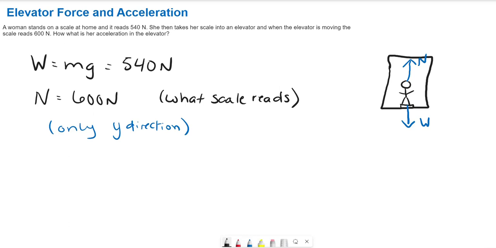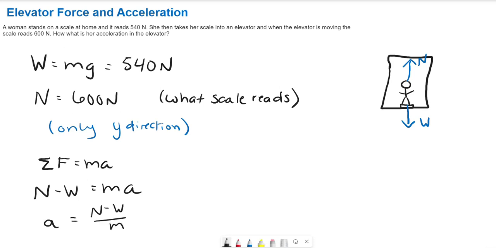Okay, so we're just going to use Newton's second law. And that's the sum of the forces, also called the net force, is equal to mass times acceleration. So we just have two forces acting, right? We have the normal force in the positive direction and then the weight in the negative direction. So we have N minus W equals mass times acceleration. So we're just solving for our acceleration, right? So that's a equals N minus W over the mass.